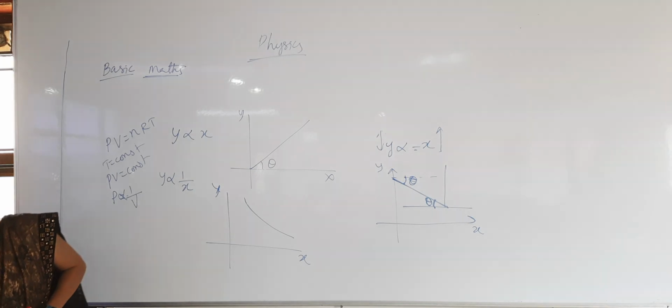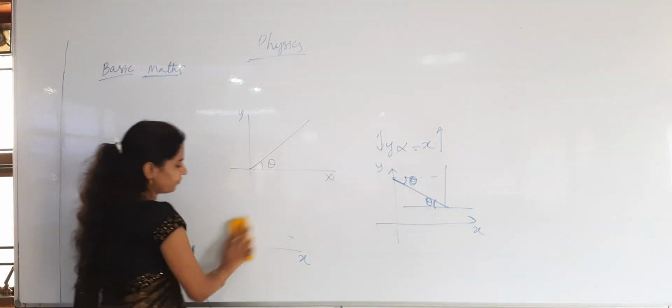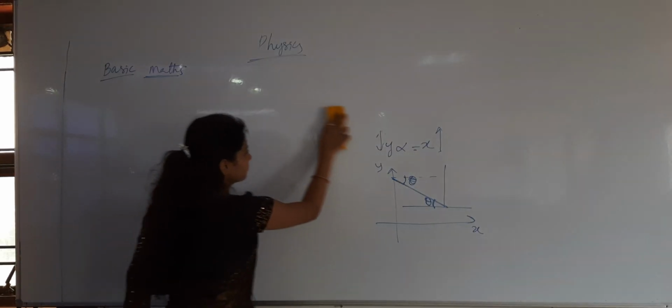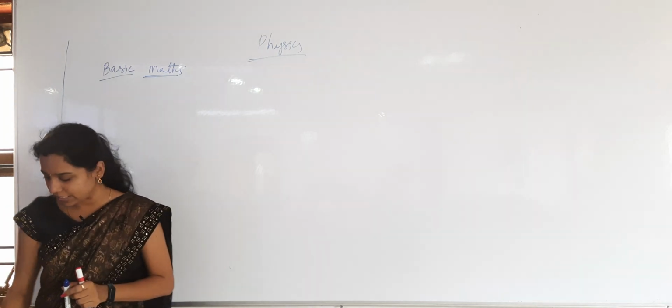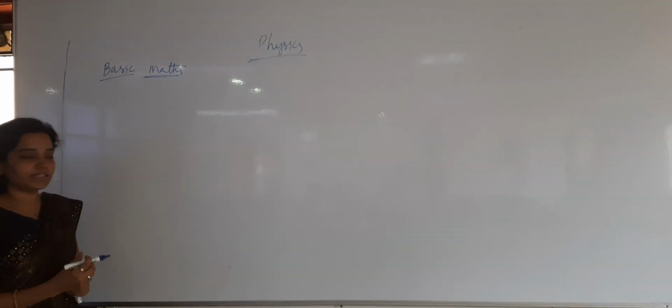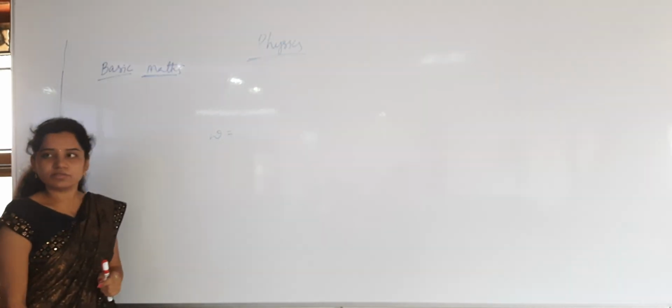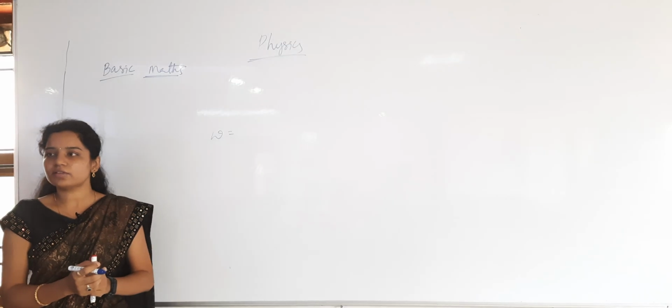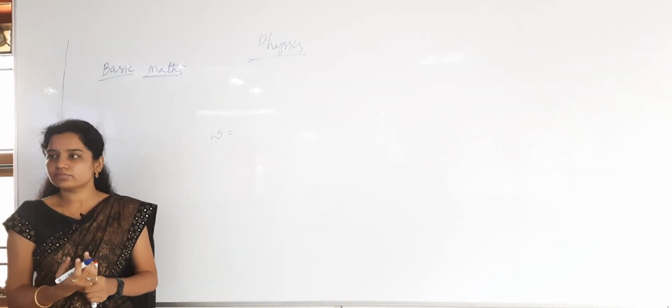Okay? First of all, in basic math we will start with the angle: how you have to identify the angle and what the direction will be. You know angular velocity and angular displacement. What is the angular velocity formula? Omega is equal to... Velocity means, what is the formula? What is the linear velocity formula? Tell me.